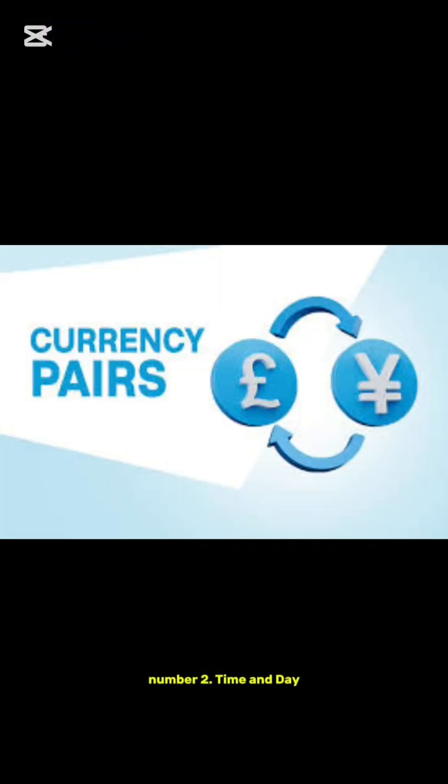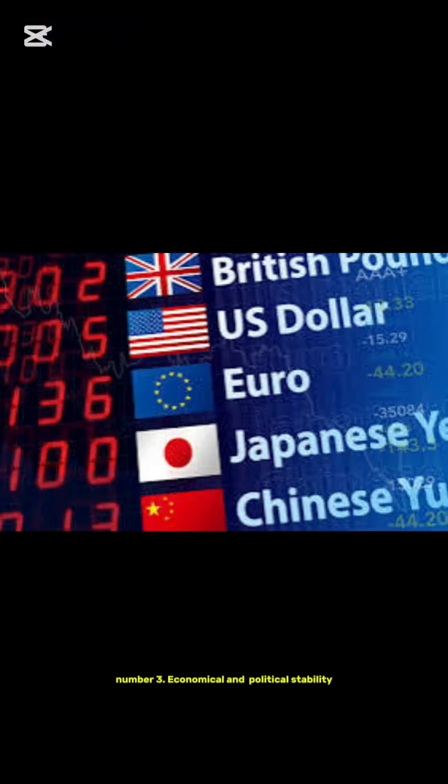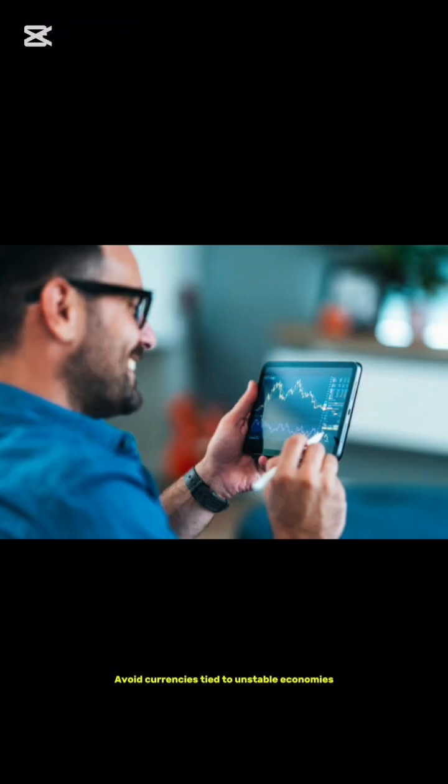Number 2. Time and day. Trading sessions affect volatility. For example, Euro to US dollar is highly active during the London and New York sessions. Number 3. Economic and political stability. Currencies from stable economies like the US, EU, and Japan are more predictable. Avoid currencies tied to unstable economies unless you specialize in high-risk trades.